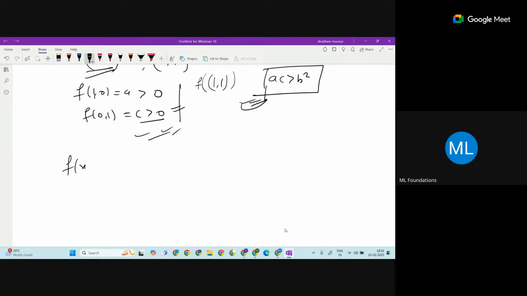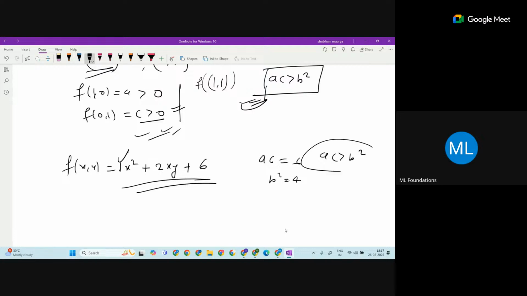So the example: A is positive, say x square, and AC should be greater than B square. Let's say plus 2xy, and fix C as 4. So if we check, this is going to be positive definite. A is positive, C is positive. Now do AC. Let's make it 6. So AC is going to be 6, and B square is going to be 1. So AC is greater than B square, so this is a positive definite matrix.